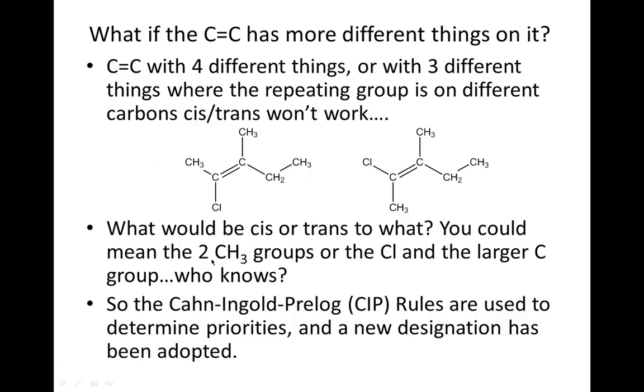And we have to do that because if we said this was cis, we wouldn't know for sure if we were talking about the methyls or whether we were talking about the chlorine and the ethyl. So you could be talking about molecular weights, or you could be talking about the same size things. It's just not at all clear. And remember, we want the nomenclature to give another person the ability to draw without any level of confusion the right structure. So let's see how we can apply these rules to this situation.